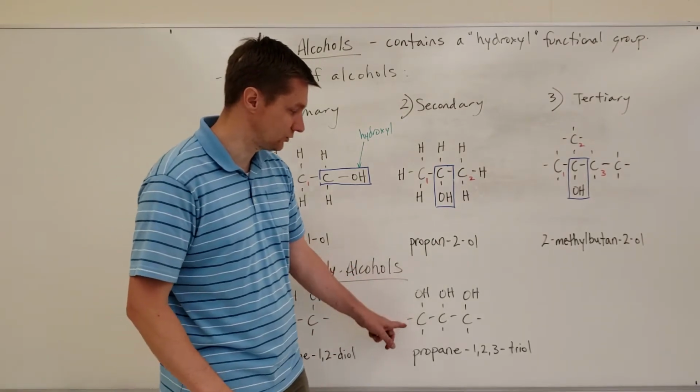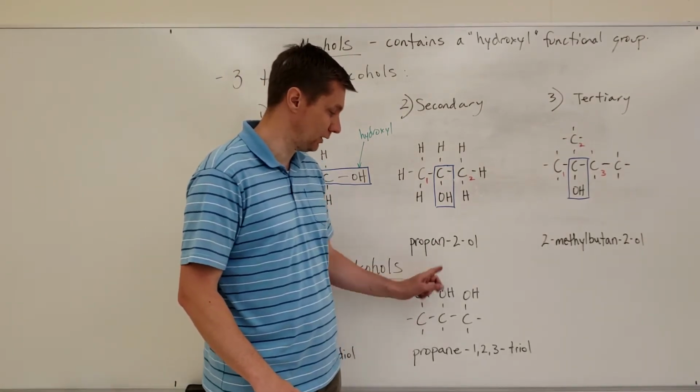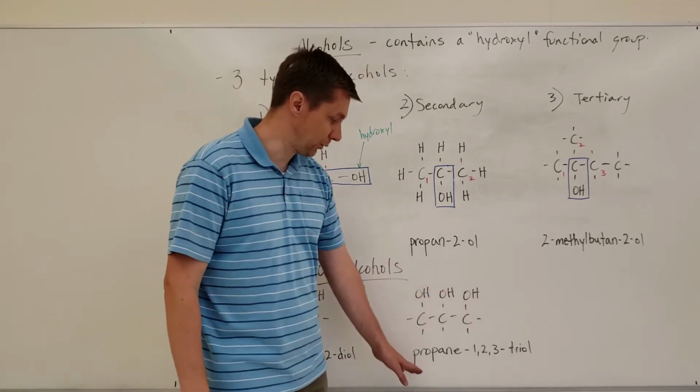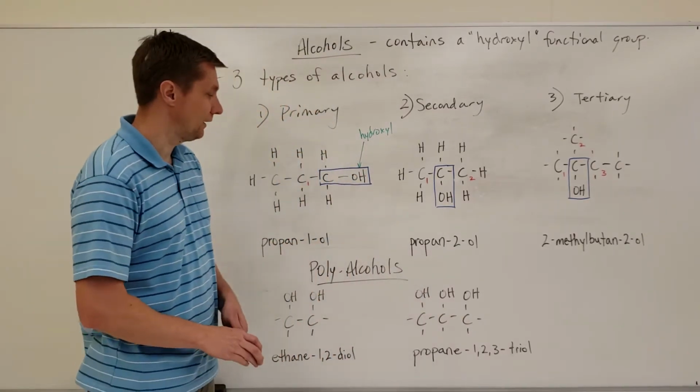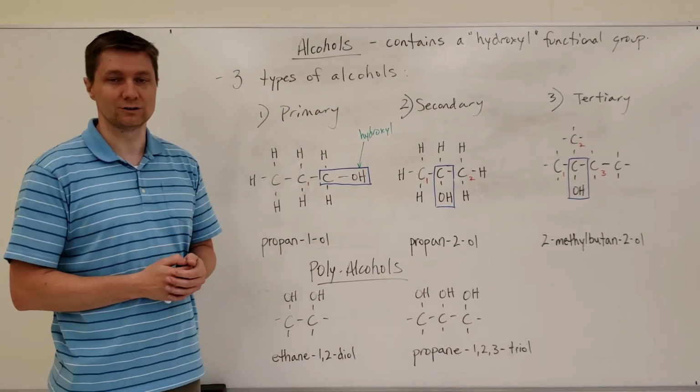This one here, I've got a hydroxyl group on carbon 1, 2, and 3. So then this is propane 1, 2, 3, triol. And so that's how you name polyalcohols.